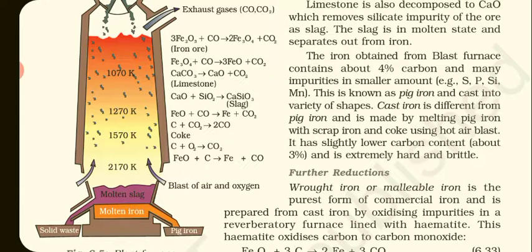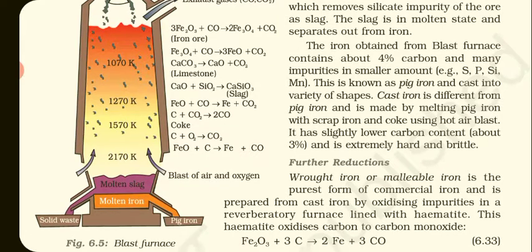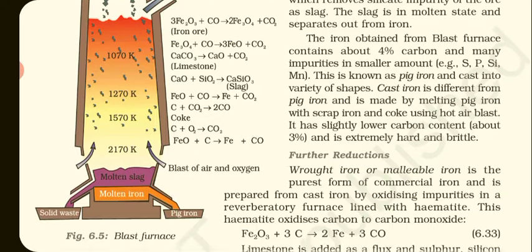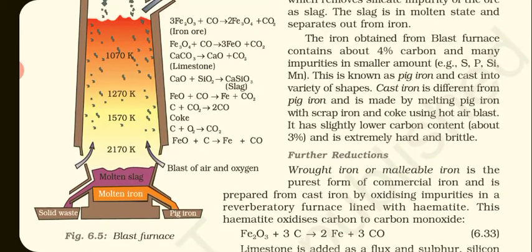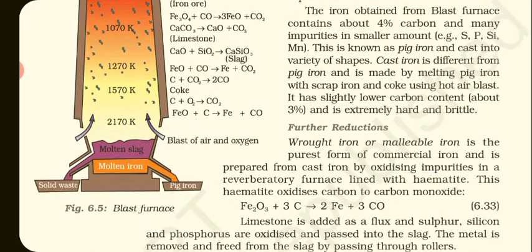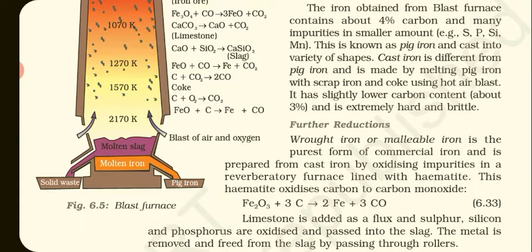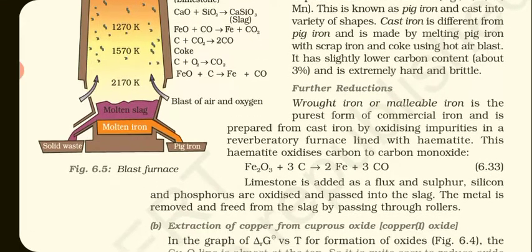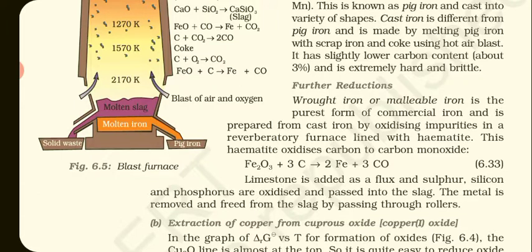Slag is in molten state and separates out from the iron as a solid waste because it becomes solid when it cools down. The iron obtained from the blast furnace contains about 4% of carbon and many impurities in smaller amounts, for example sulfur, phosphorus, silicon, manganese. This is known as pig iron and is cast into a variety of shapes.